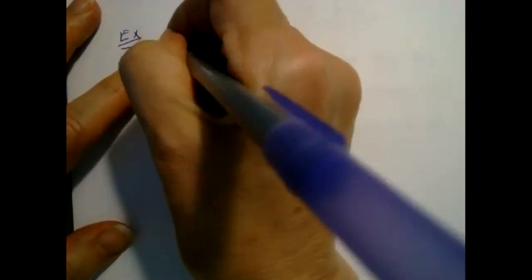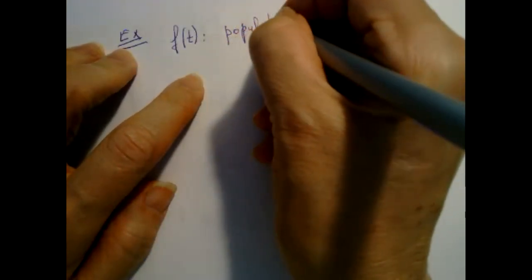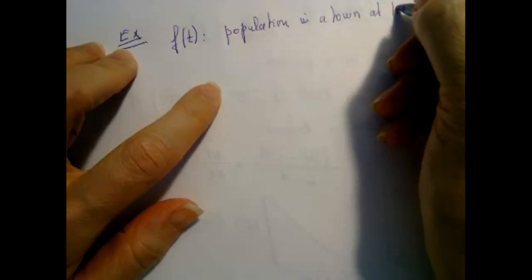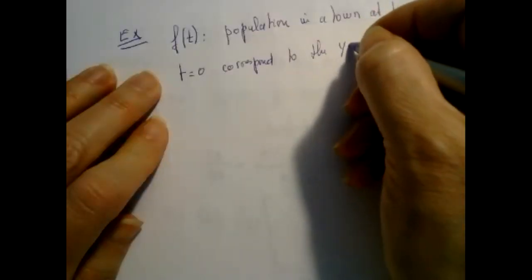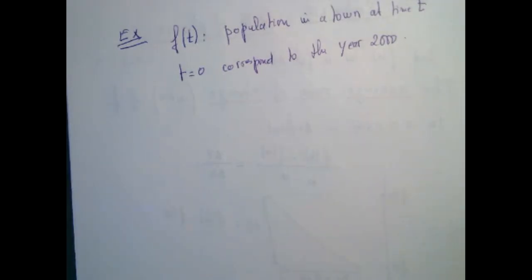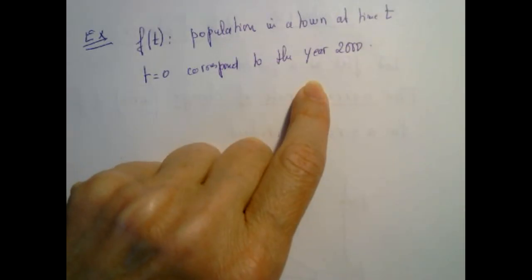I have a function f of t, and my function gives me the population. It means my output is the population in a certain town, whatever name you make up for the town, at time t, where t equal to 0 corresponds, let us say, to the year 2000. I just picked a year. So here I'm talking about a function. You input the time after 2000, it will output the population in this town.